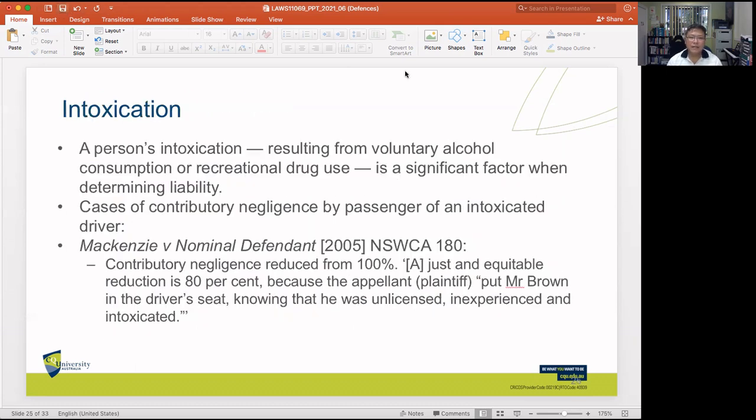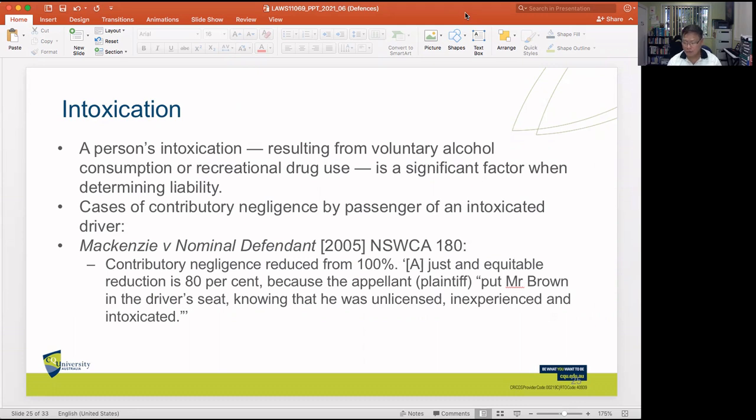Now, let's look at the issue of intoxication. Would intoxication factor in relation to contributory negligence? There are two parts to it. The first part is what is the effect upon the plaintiff's claim if at the time that he or she suffered harm, he or she was intoxicated.